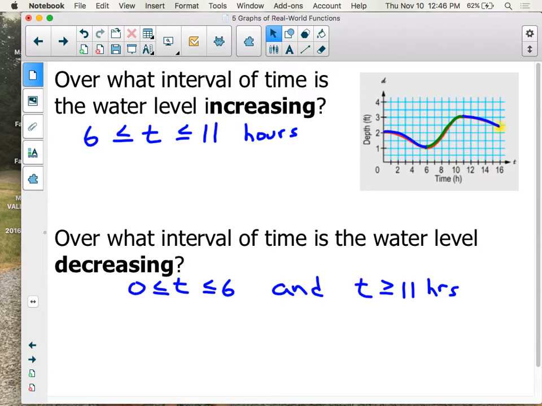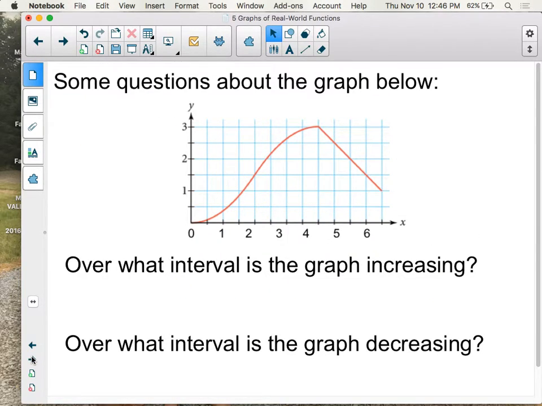I'm going to ask you now, take a look at this graph. Can you determine its intervals of increase and intervals of decrease? And write in that good interval notation that we use with the inequalities.